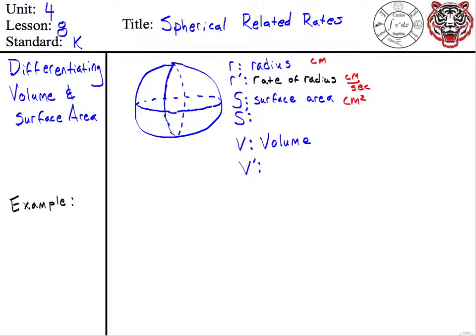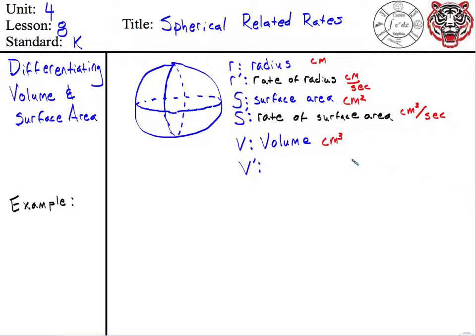So if I'm talking about S prime, that is going to be what? Rate of the surface area. And therefore the units are going to be what? Centimeters squared per second. Exactly. Centimeters squared per second. And then capital V, that represents our volume. So sticking with our common units here, what are our units? Centimeters cubed. Yep, we're going into the third dimension now.